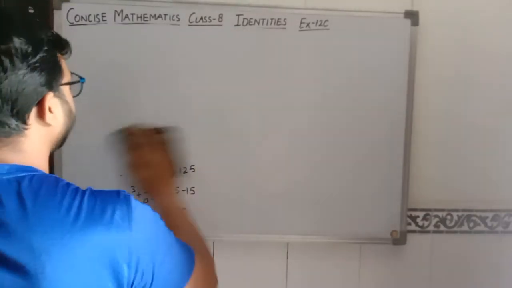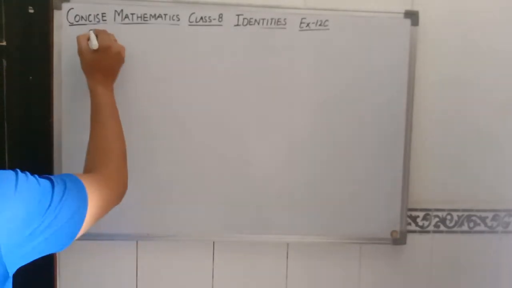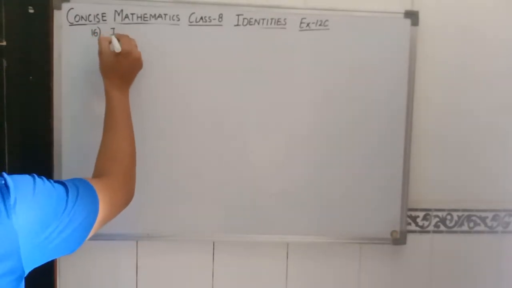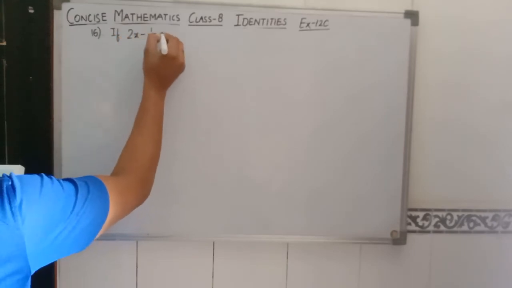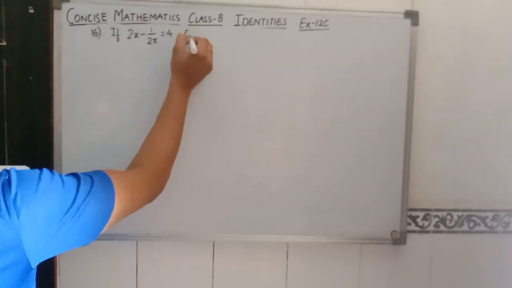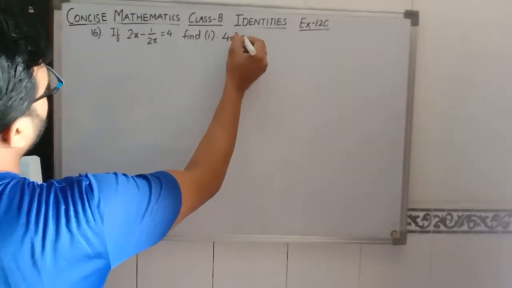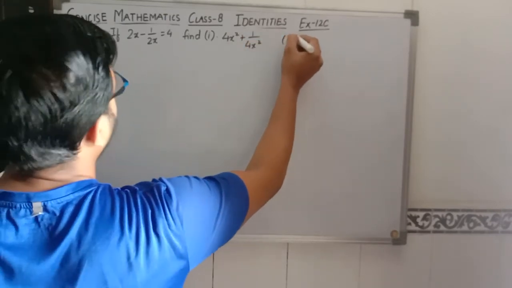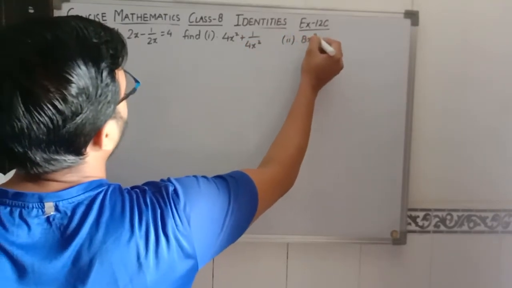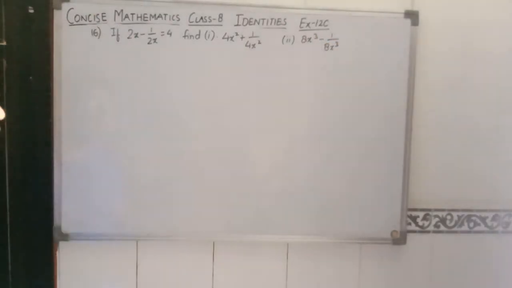So now I am coming to the next question, question number 16. In question number 16, the value is given: if 2x minus 1 upon 2x is equal to 4, we have to find two parts. The first part is 4x square plus 1 upon 4x square, and the second part is 8x cube minus 1 upon 8x cube. So this is also a very easy question.